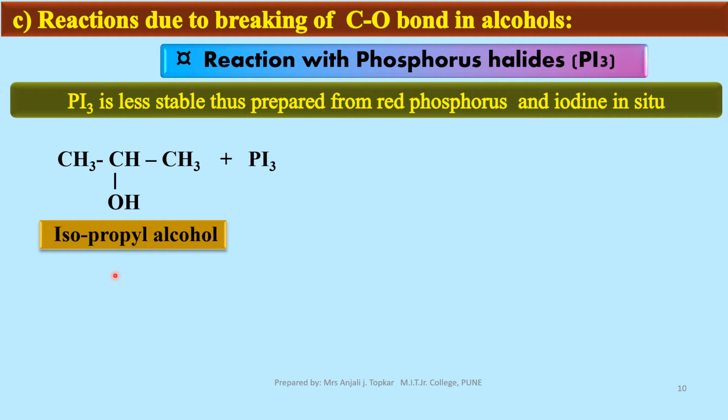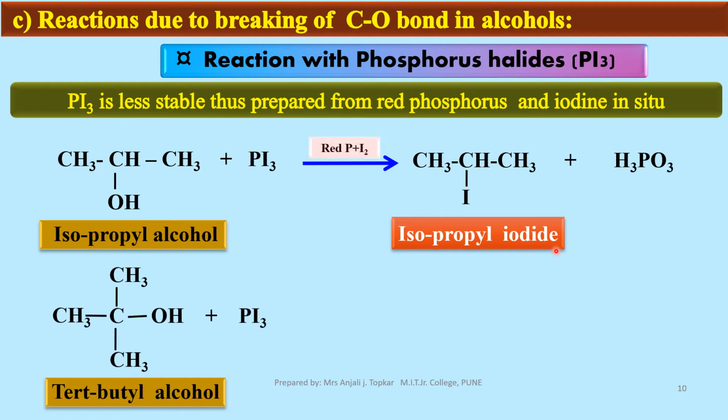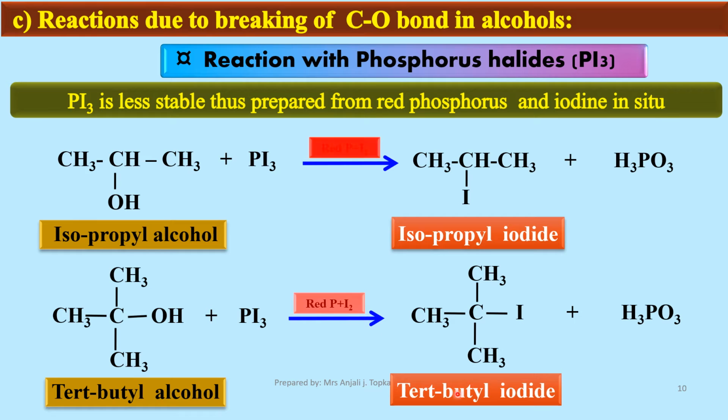Similarly, isopropyl alcohol reacts with PI3. The reaction condition to be given is red phosphorus plus I2. On reaction, it gives PI3, which reacts with alcohol to give isopropyl iodide. Tertiary alcohols react with PI3. It gives tertiary butyl iodide, and phosphorous acid is removed.